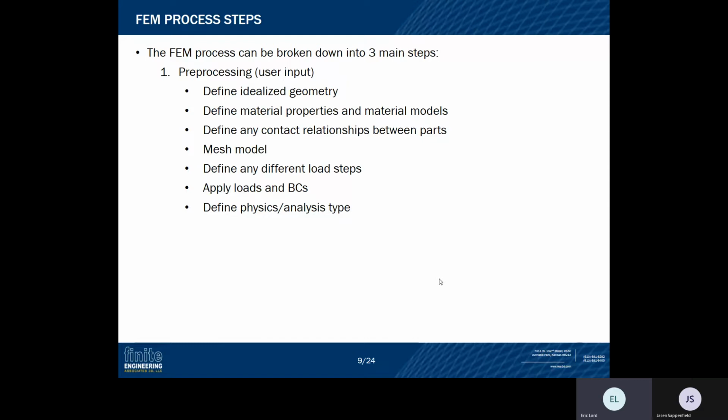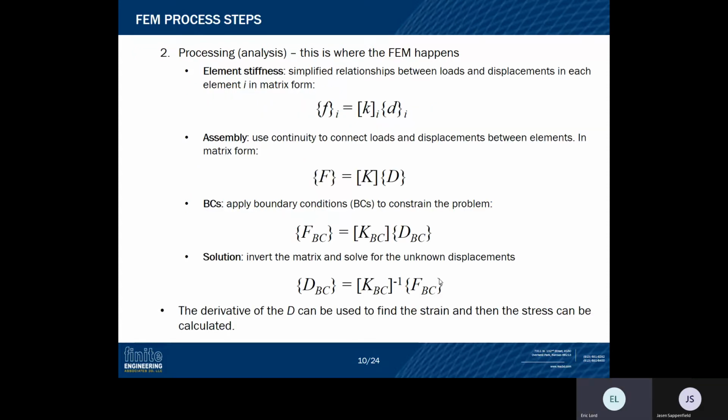And then we want to define what physics we actually want to solve. Is it just a static analysis that we're interested in? Or is it some kind of a vibration analysis? So these are the things that we really want to define. And this is in our pre-processing step. And we define these as the user.